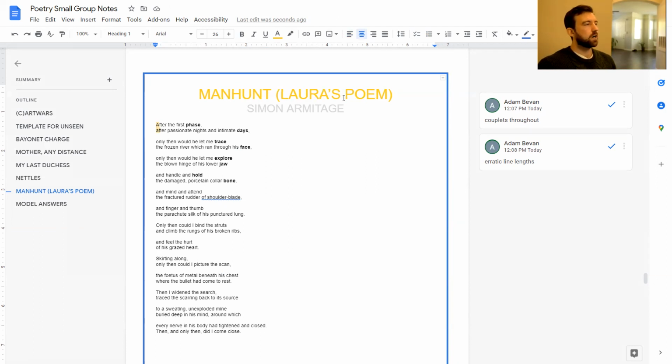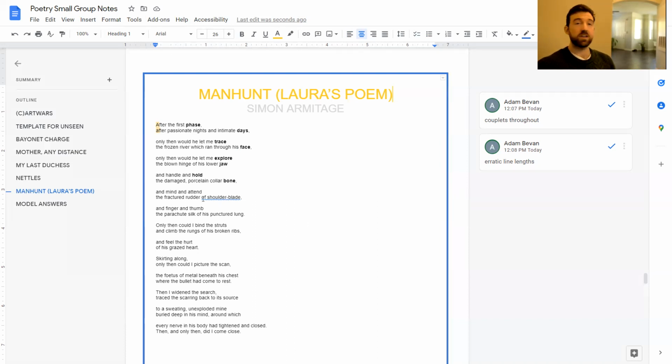After the first phase, after passionate nights and intimate days, only then would he let me trace the frozen river which ran through his face. Only then would he let me explore the blown hinge of his lower jaw, and handle and hold the damaged porcelain collarbone, and mind and attend the fractured rudder of shoulder blade, and finger and thumb the parachute silk of his punctured lung. Only then could I bind the struts and climb the rungs of his broken ribs, and feel the hurt of his grazed heart. Skirting along, only then could I picture the scan, the fetus of metal beneath his chest where the bullet had come to rest. Then I widened the search, traced the scarring back to its source, to a sweating, unexploded mine buried deep in his mind, around which every nerve in his body had tightened and closed. Then, and only then, did I come close.